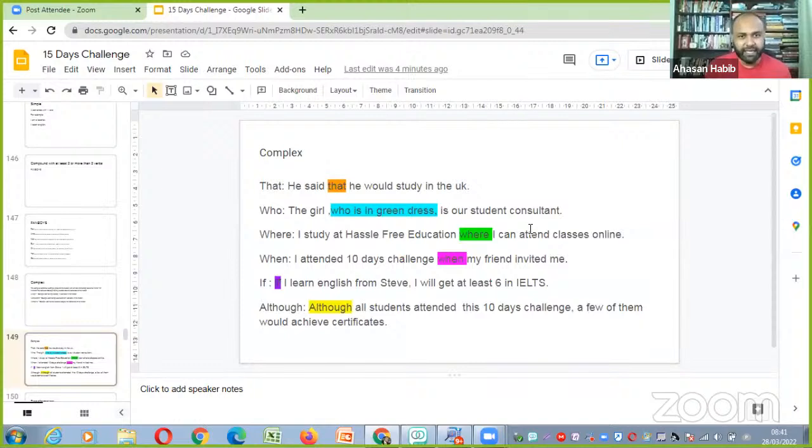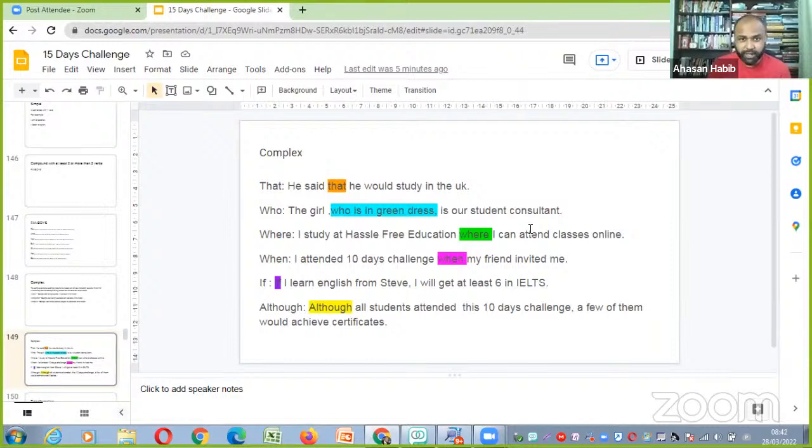Okay, so the next thing is complex sentences. How are you going to make complex sentences? Using words like this, that, who, where, when. Can you remember I told you that if you'd like to make complex sentences, that means you want to make the sentences interesting, you'd like to give more information to the sentences. So for example, he said that he would study in the UK. He said that, right? So saying that he would study in the UK, you gave a lot more information. Next one is, the girl who is in a green dress is our student consultant. The girl who was in a green dress was our student consultant, if you would like to make it past.